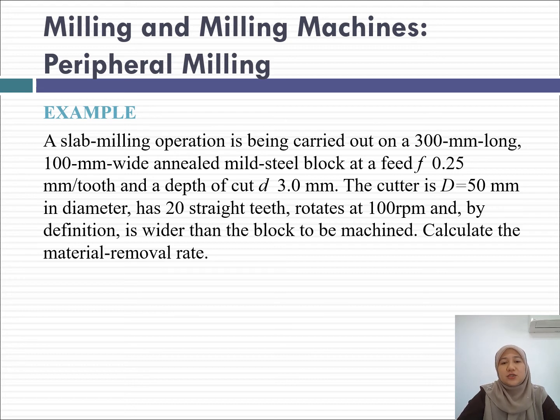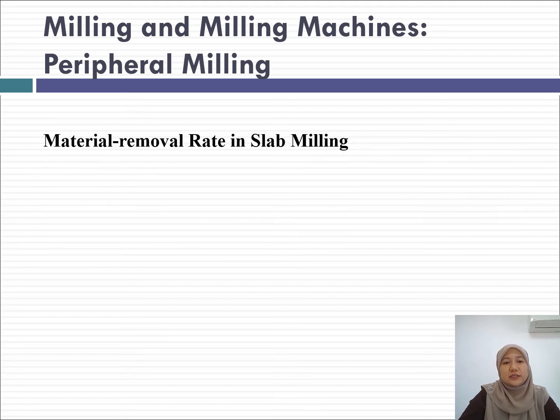The cutter is, by definition, wider than the block to be machined. So the cutting tool is actually bigger because the workpiece is smaller. Calculate the material removal rate. First identify all the information you have, which leads to the calculation of material removal rate, and identify what information you do not have yet which can be calculated.